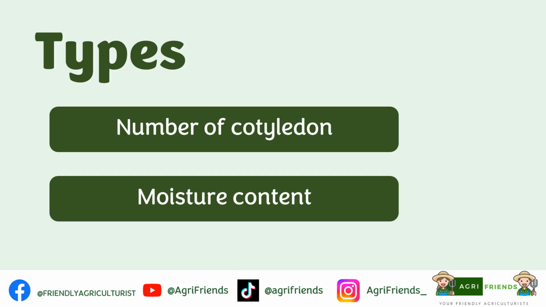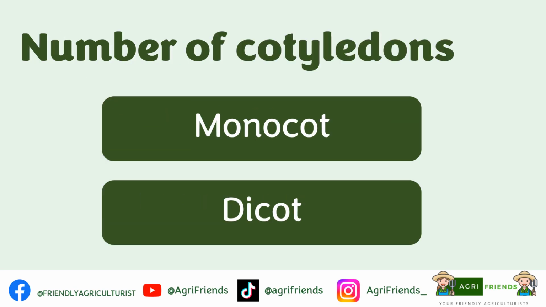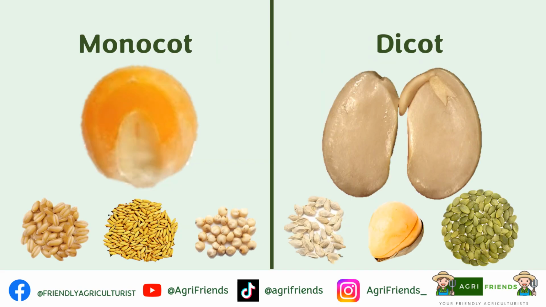Seeds are further classified based on the number of cotyledon and their moisture content during storage. Based on the number of cotyledon, we have monocot and dicot. Monocot, from the word mono, meaning one, and cot, referring to the cotyledon. Monocot seeds are those with a single cotyledon, such as corn, rice, other cereals, and plants belonging to the family Poaceae. Dicot, on the other hand, di meaning two. So these seeds have two cotyledons, such as the legumes, squash, citrus, avocado, and mango.